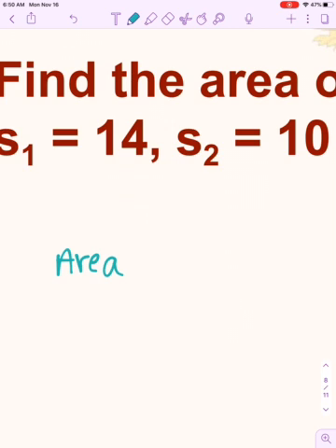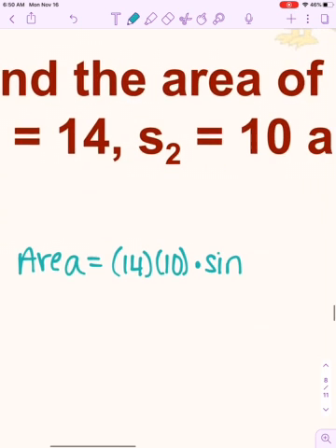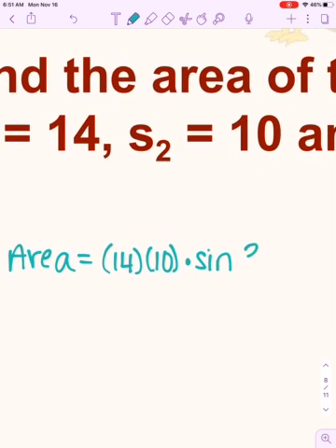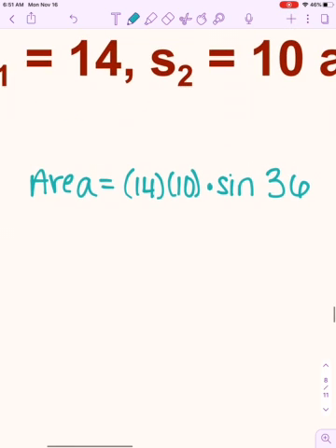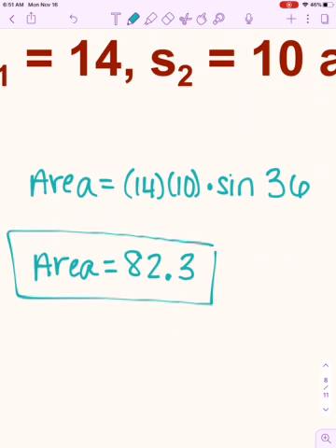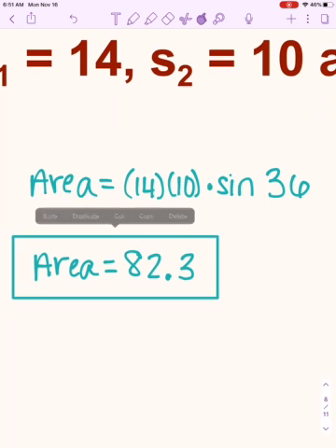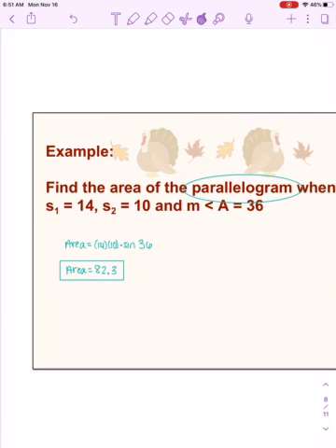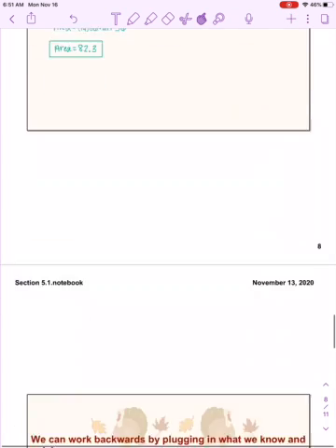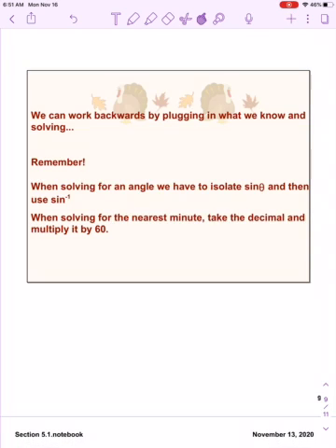Okay, so the area is just your side length, so 14 times 10 times the sine of the included angle, which is 36. No 1/2 needed because it's a parallelogram, so you would double it anyway. So just leave it out and round to the nearest tenth, so 82.3. Okay? And that's it. So parallelogram, you don't have to have a 1/2.